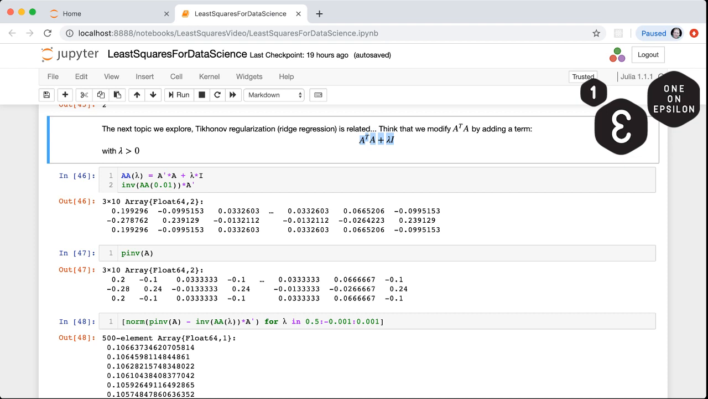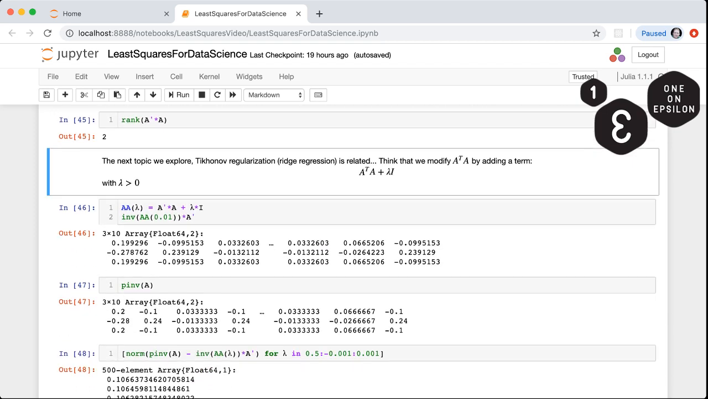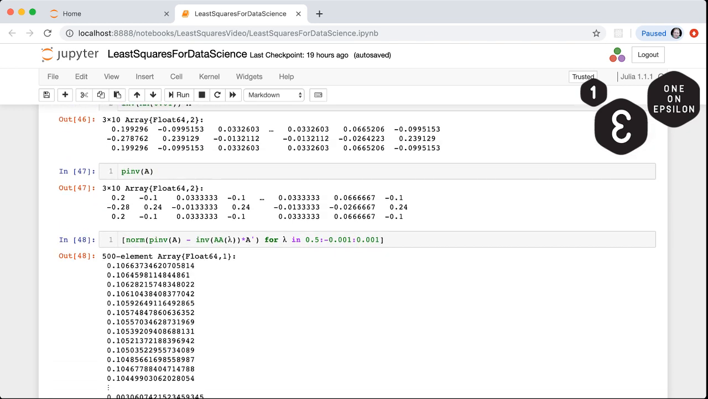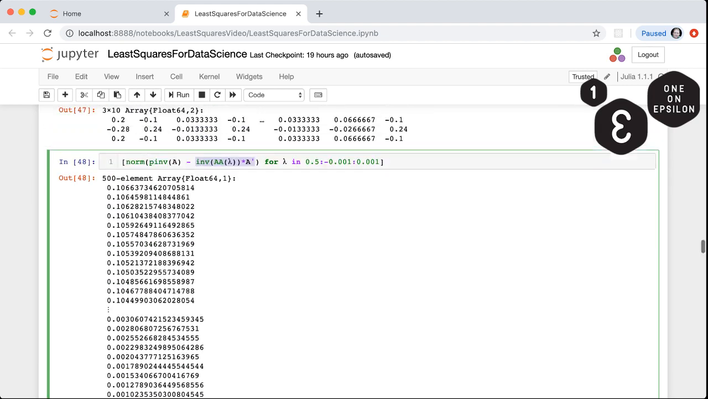Now, if you take lambda very, very small, take the limit of lambda going to 0, you actually end up with the SVD-based pseudo-inverse. Here we see the pseudo-inverse of A, the built-in, which is the SVD pseudo-inverse, subtracted by the regularized pseudo-inverse. Let lambda become smaller and smaller, and you see that the matrix norm difference of these two matrices goes to 0.